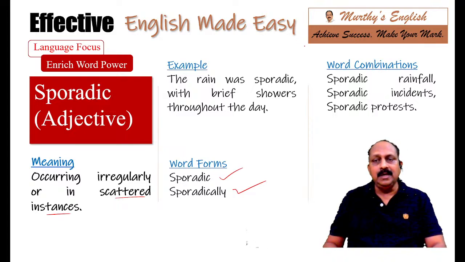What are the word combinations? Sporadic rainfall. Quite often, when you go to the newspapers, you come across this expression. Sporadic incidents, you come across this also. Sporadic protests, you come across this as well. All these combinations are very important. They help when it comes to cloze tests, fillers, all these exam topics.